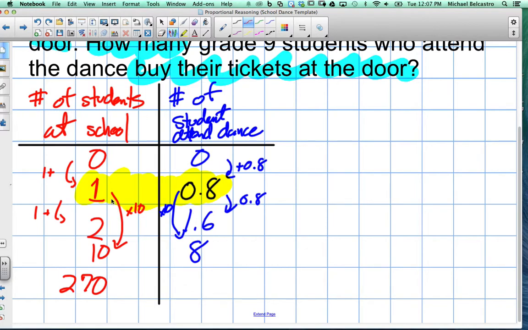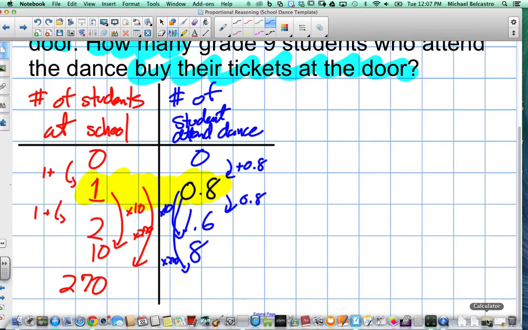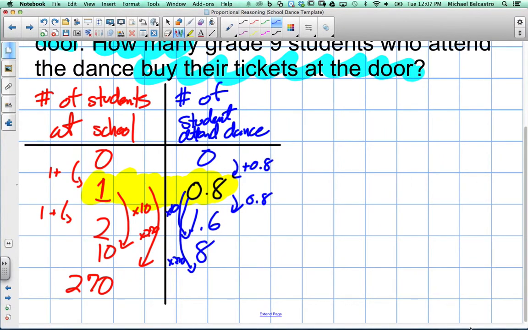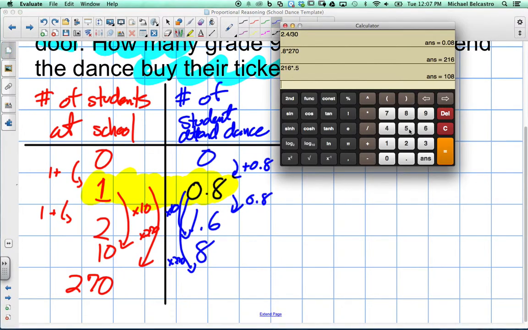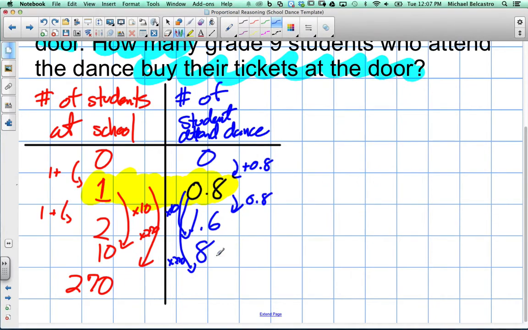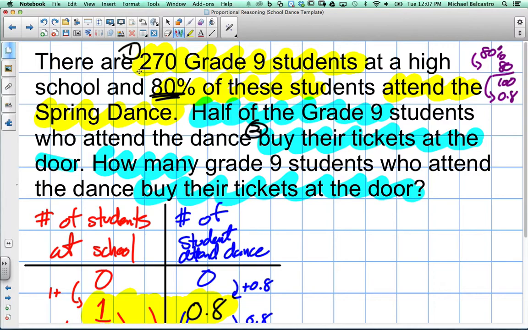So with that same thing in mind, I'm going to go from 1 to 270. I know that 1 times 270 will get me there. So I need to also do the same thing: 0.8 times 270. Okay, and when we do that, we'll bring out our calculator. It might be a bit of a hard calculation to do just off the top of our head. 270 times 0.8 equals 216. So that would mean if there is a school of 270, in our case there's 270 grade 9s, 80% of them attend the dance, that's 216 of them attend the dance. Great, there's our part 1 to the question.